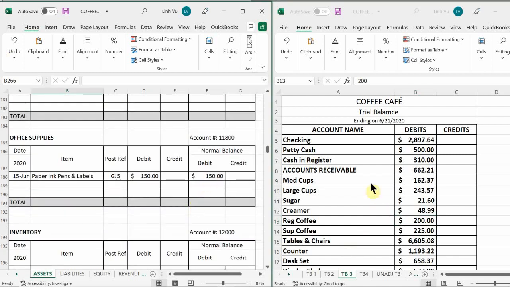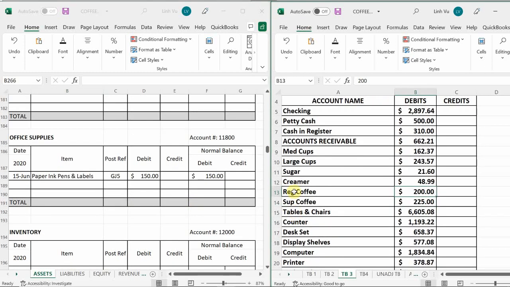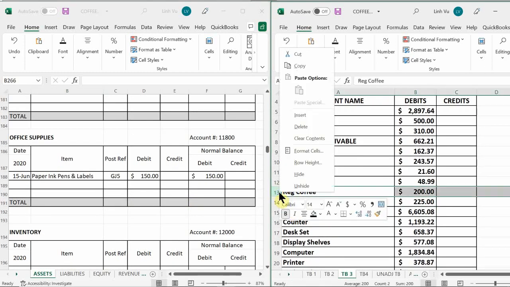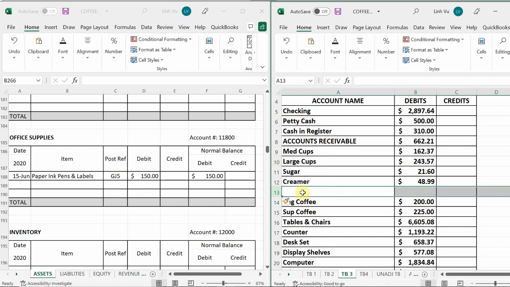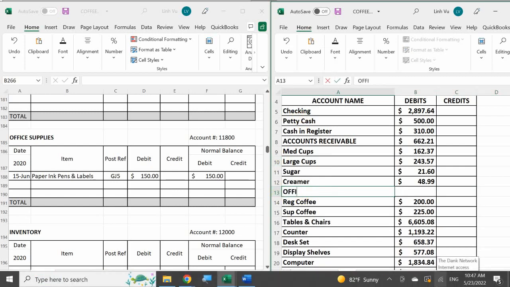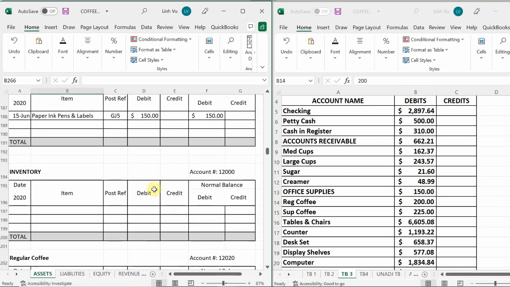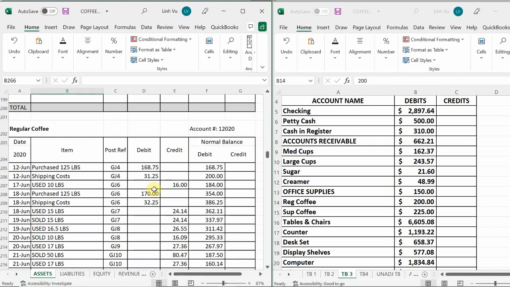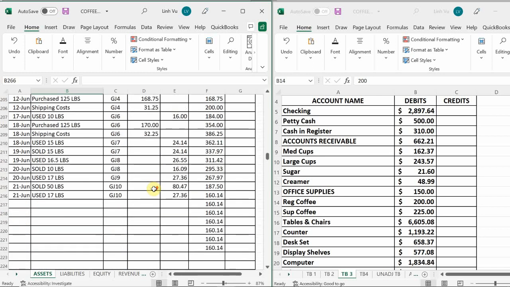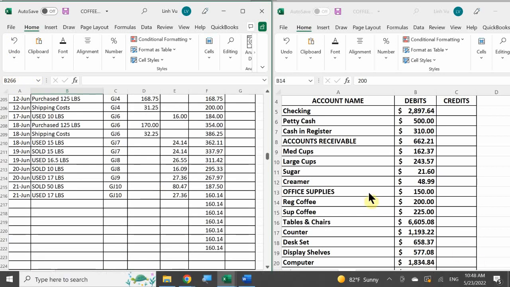Next is office supplies. In this case, I need to put another line above regular coffee for my office supplies. How much is in my office supplies? Office supplies 150. Okay. Now going into inventory. What about my regular coffee? What is my account balance right now in my regular coffee? Regular coffee 160.14.